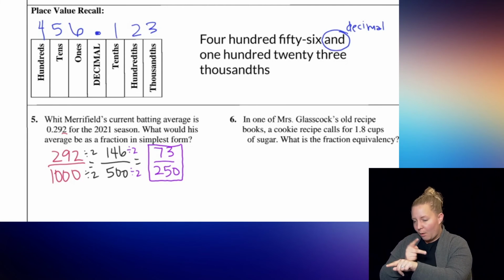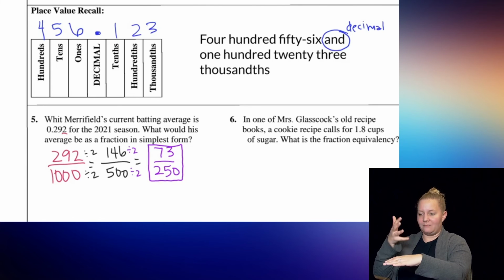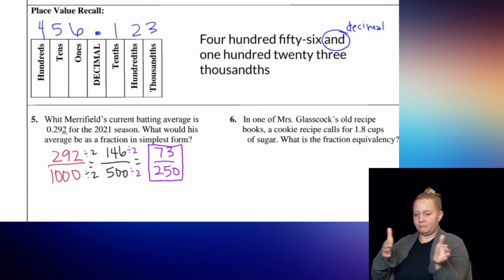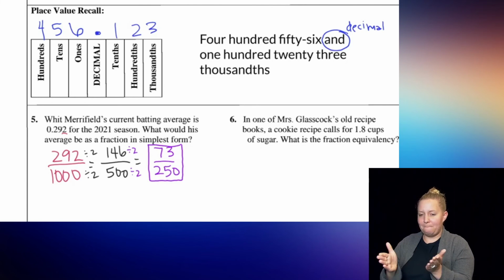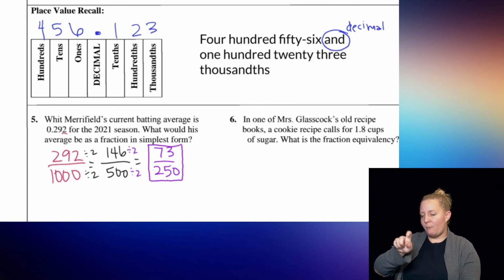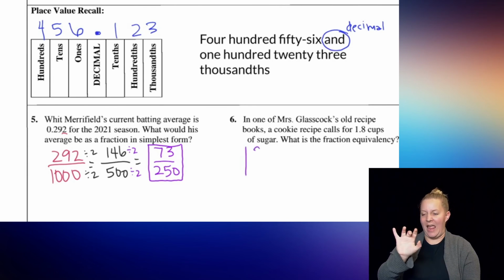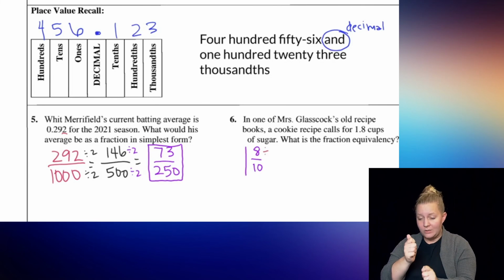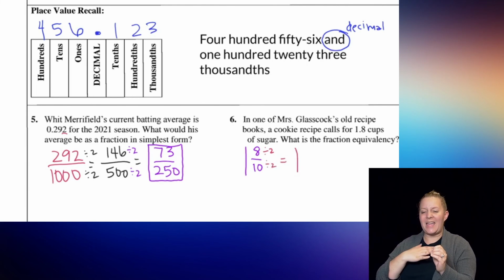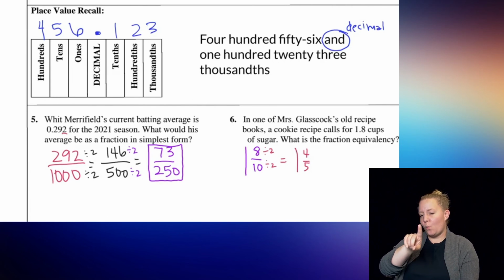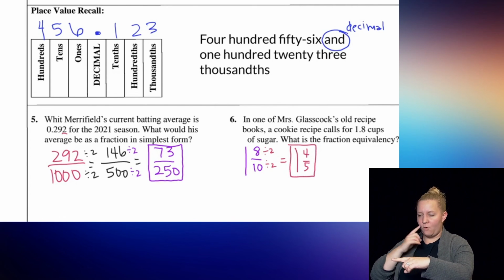Then for number 6, one of Miss Glasscock's old recipe books, a recipe calls for 1.8 cups of sugar. What is that fraction equivalency? So 1.8, or that is 1 and 8 tenths. So how we write that is 1 and 8 tenths as that mixed number. But then remember, we always need to be in the simplest form. I know that the number 2 goes into both of these. So my final answer is going to be 1 and 4 fifths for her fraction in simplest form.